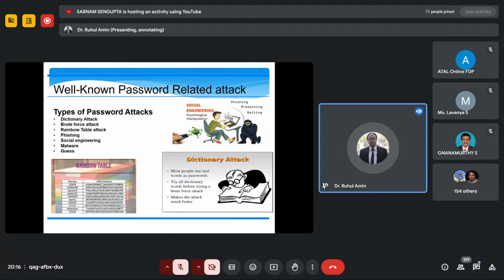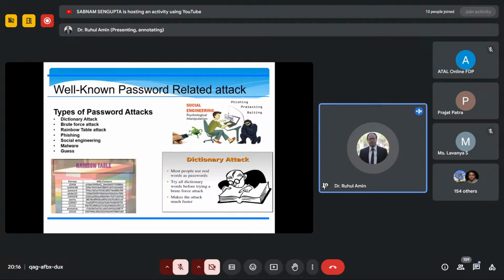So dictionary means most people use real-world words as a password, so we should not use them, right? Because there is some algorithm. With that algorithm it will not take much time, I think only a maximum of 2 to 3 minutes. If you are using a dictionary word as a password, it will break easily. Then the brute force attack will try all possible combinations.